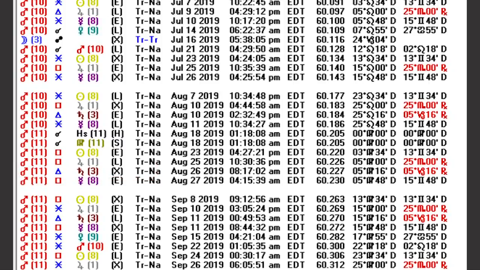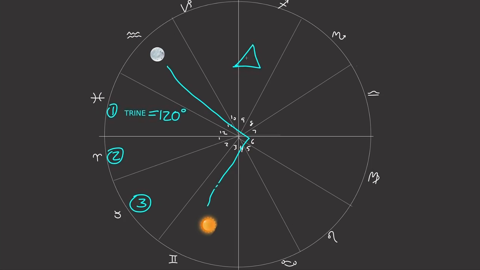So what we're talking about now are major aspects. We're not talking about minor aspects for the purposes of this course, just major aspects. So that is going to be how a trine works. And it's easy to see angularly how this works, right? Because we have 30 degrees in this house, 30 degrees in this house, so you have 90 degrees plus the 15-degree differential, and that is going to give you 120 degrees.